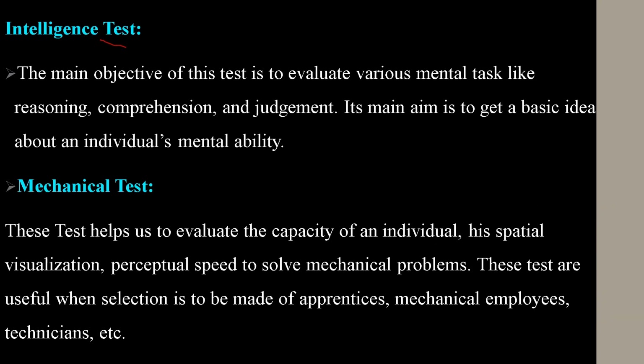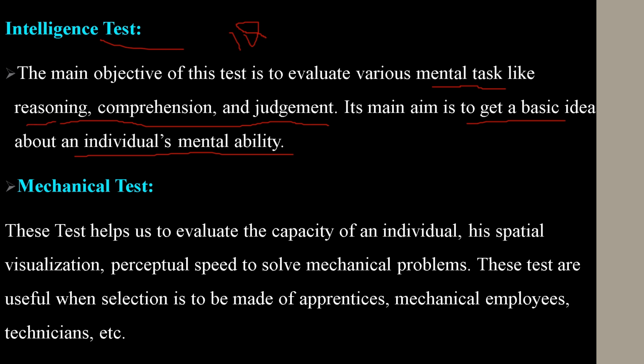First is intelligence test. The main objective of this test is to evaluate various mental tasks like reasoning, comprehension, and judgment. Its main aim is to get a basic idea about an individual's mental ability. So in intelligence test, we measure the IQ level of the candidate. Here we can analyze the mental ability of the individual by structuring the task like reasoning, comprehension, and judgmental task, etc.